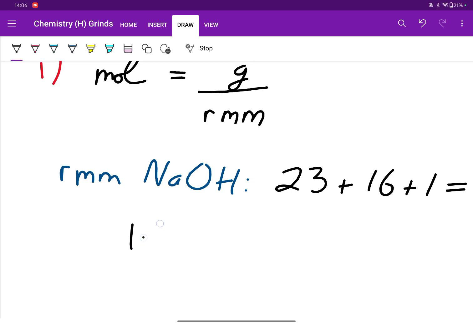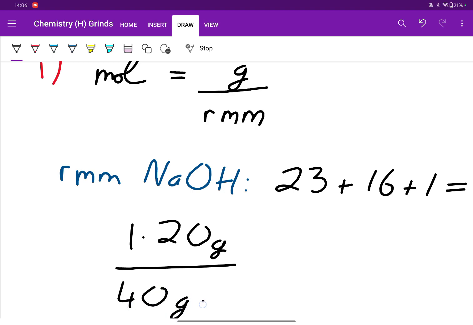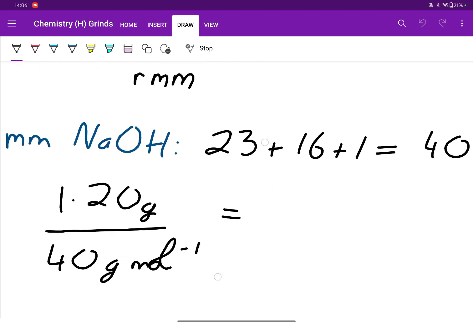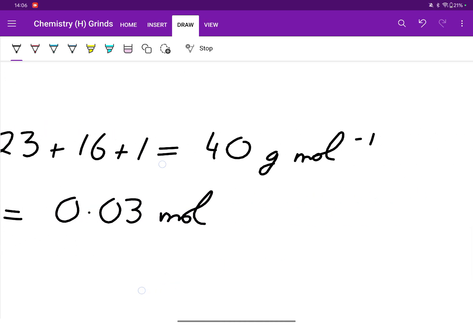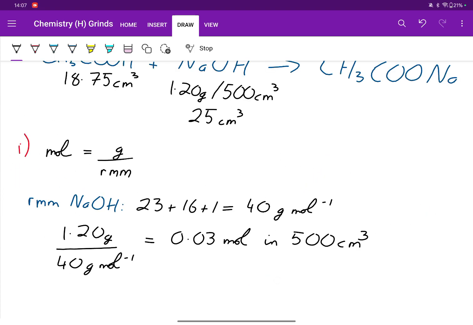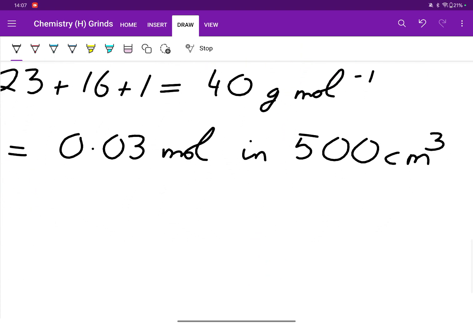So then we'll do 1.20 grams over 40 grams per mole. And that gives us 0.03 moles in 500 centimeters cubed. Now, we're asked for 25 centimeters cubed. So, we want to go from moles in 500 to moles in 25 centimeters cubed.